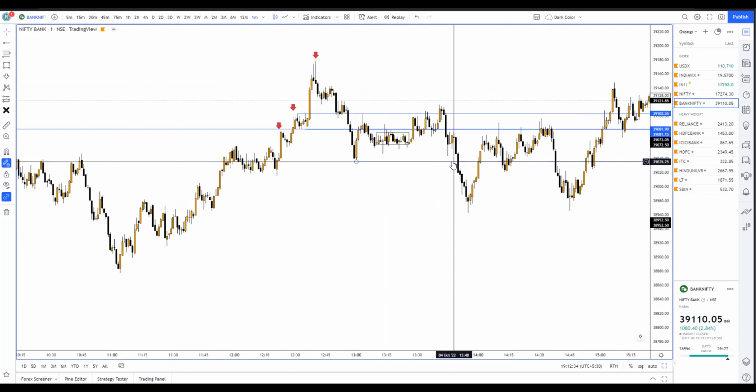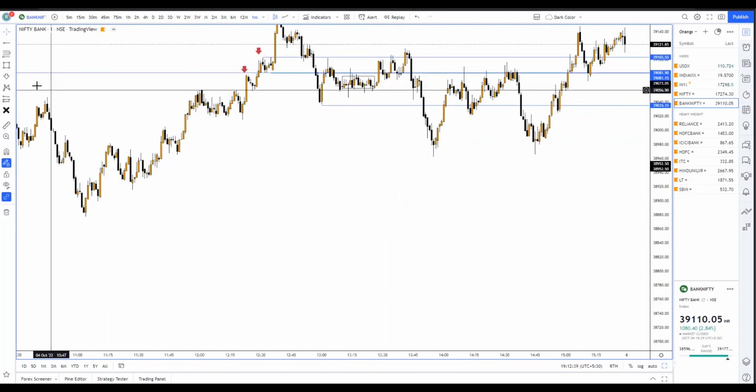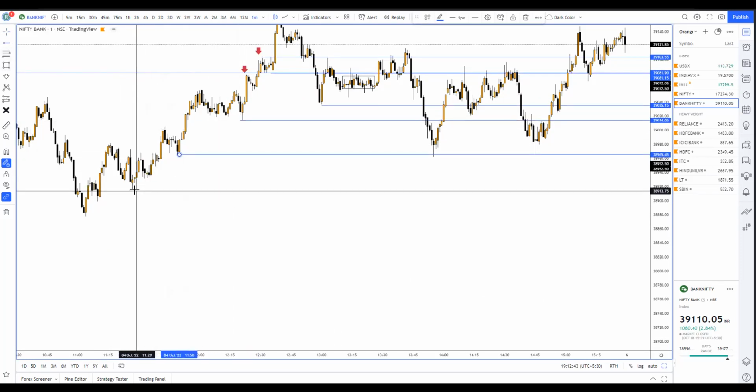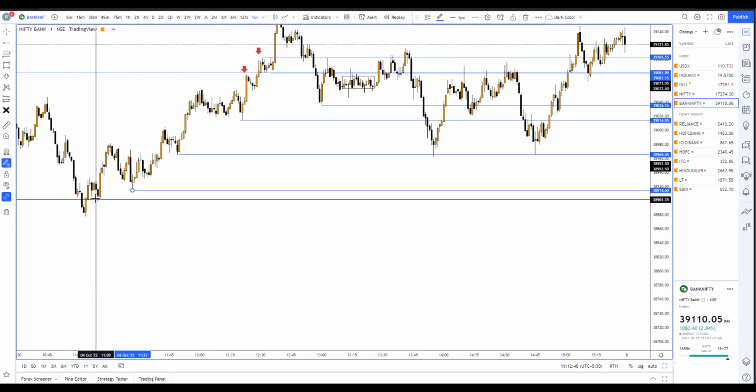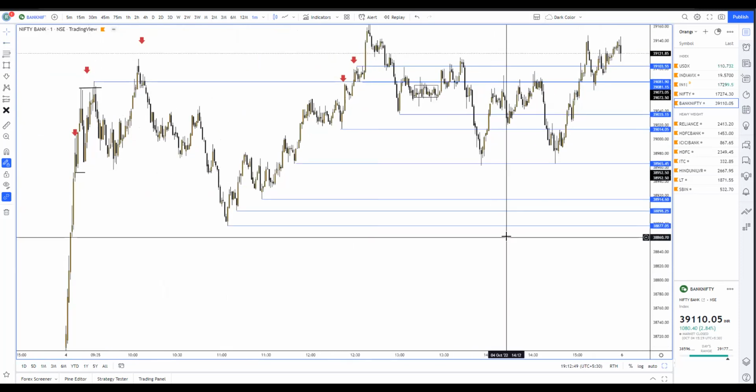My target was this. I am done with the target. I will trail with the rest of the 20% position. 80% is out. My second target will be this. My third target will be this. My fourth target will be this. Fifth is this. Sixth is this. Right? Now market will come here.